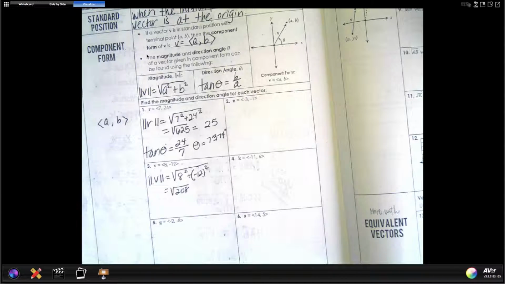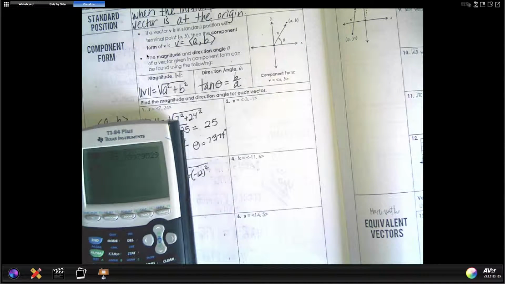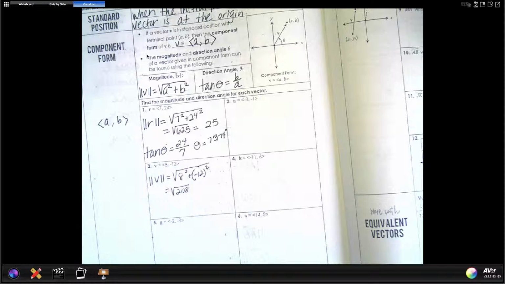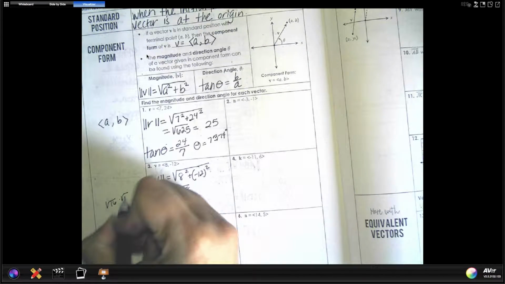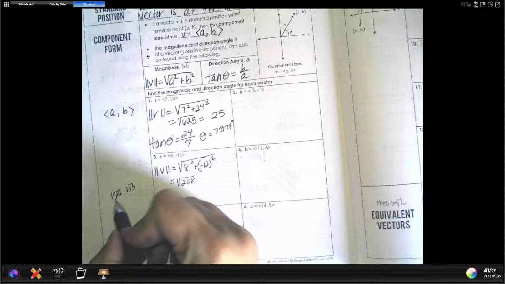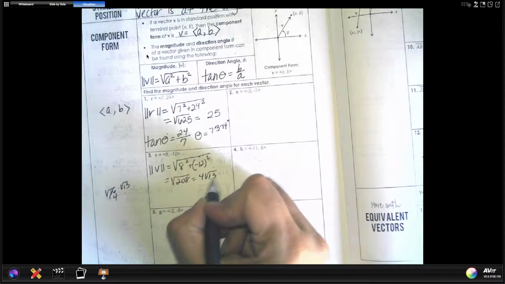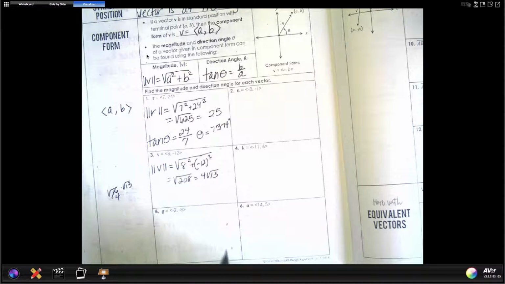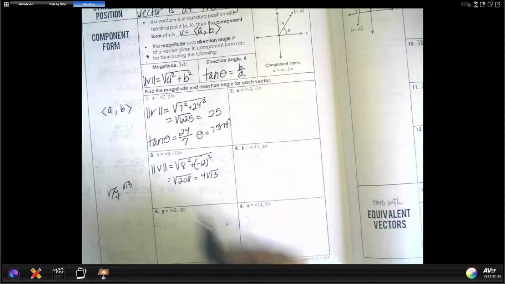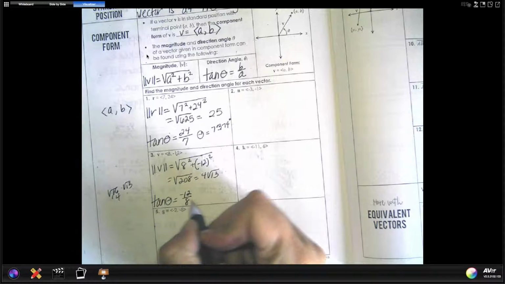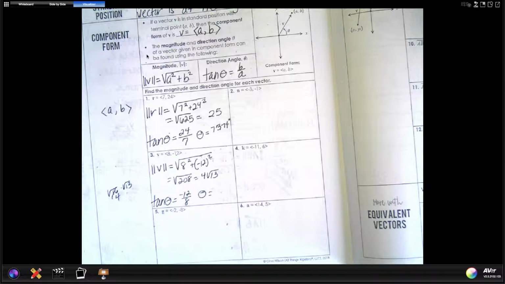Now let's see if we have a perfect square that goes into 208. I'm going to try 16. Oh, 16 and 13. So square root of 16 times square root of 13 is square root of 208. Square root of 16 is 4. This gives me 4 radical 13. The tangent would be negative 12 over 8. So theta, you put that in your calculator, take inverse of tangent, you get 303.69 degrees.